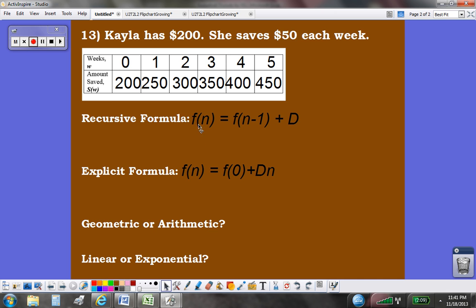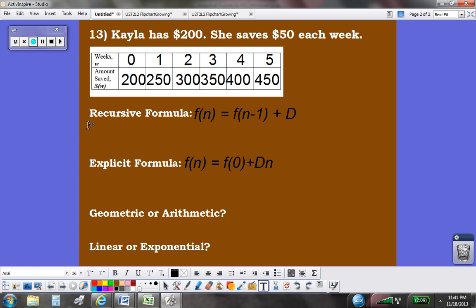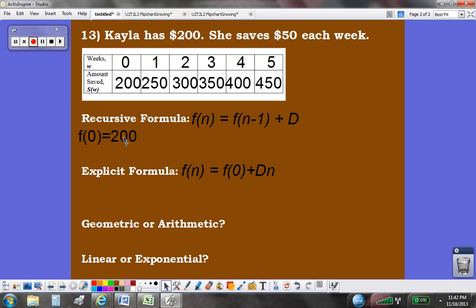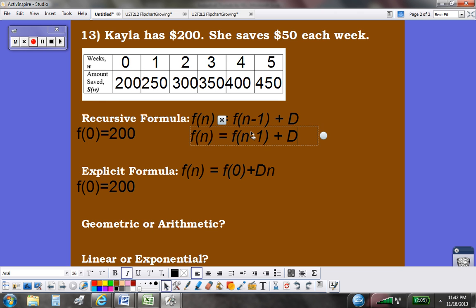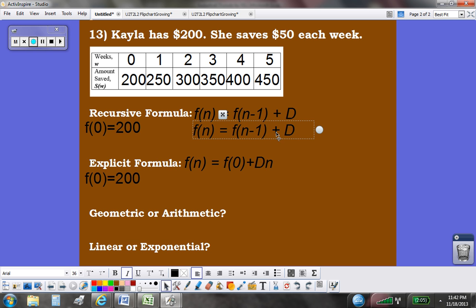Okay. Again, recursive formula. I'm going to start with my f of 0. So f of 0 equals 200. Okay. Remember, if you don't state the f of 0, you will lose points. And some of you did that. Okay. Some of you did not do that, so you lost points. Alright, so we have the recursive formula. Okay. So again, here they don't ask you for an nth term, so you're just figuring out the common difference. In this case, it's going up by 50. So there's your common difference.